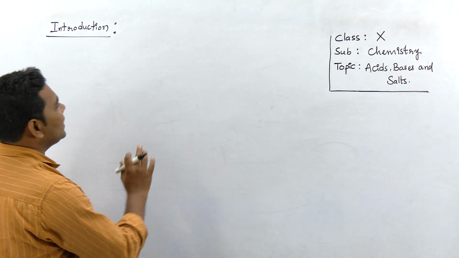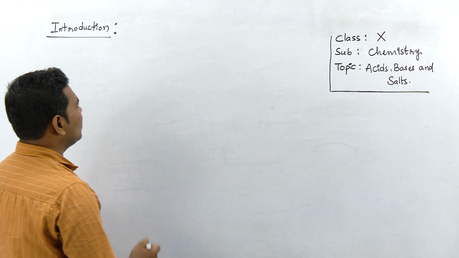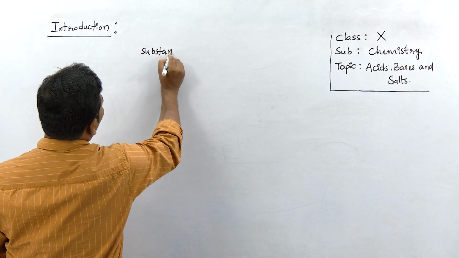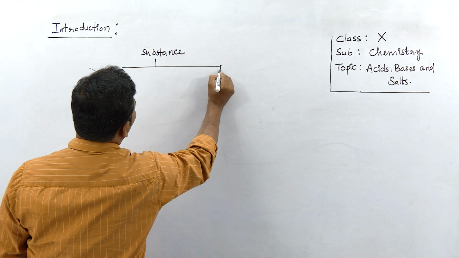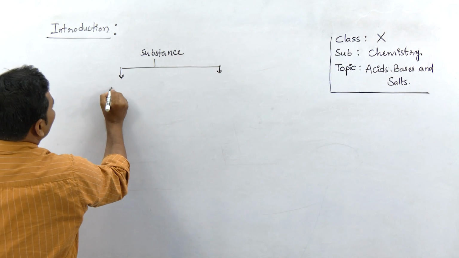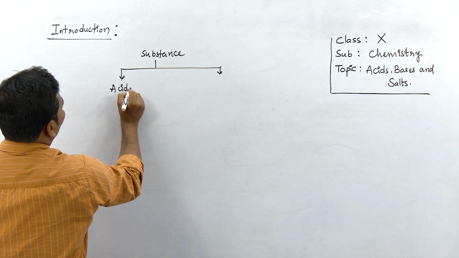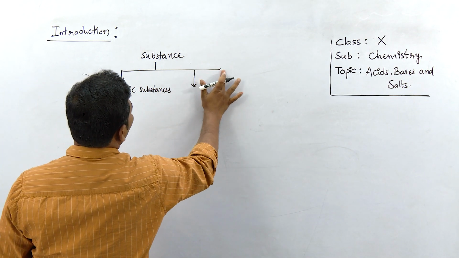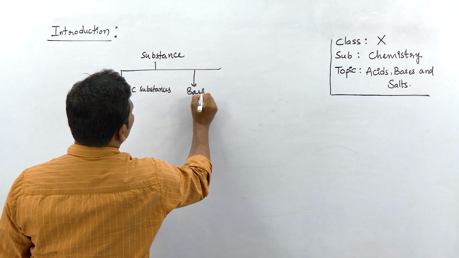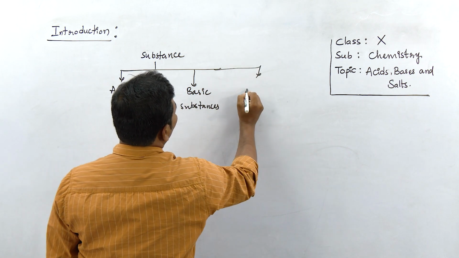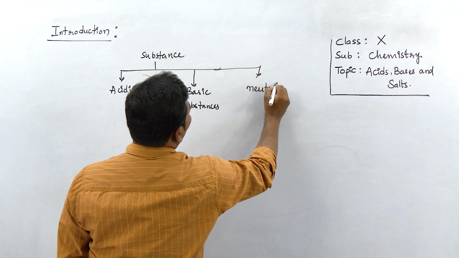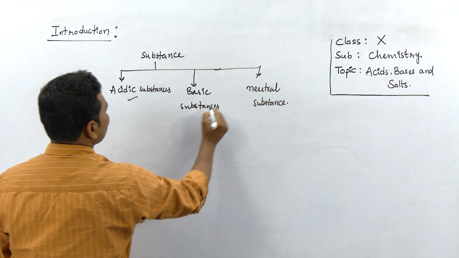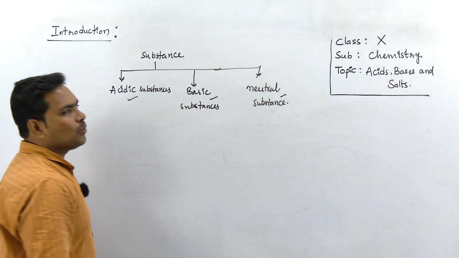Before that, first let us see what are acids, bases and salts. In nature, we use various substances in our daily life. These substances based on nature are classified into three types. One, acidic substances. Second, basic substances. Third, neutral substances. These are the three types of substances: acidic substances, basic substances and neutral substances.